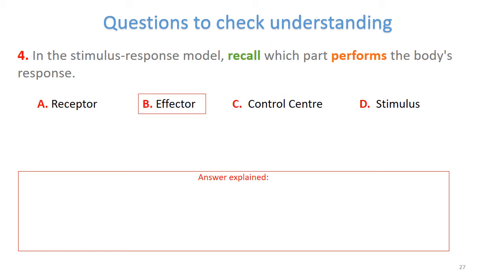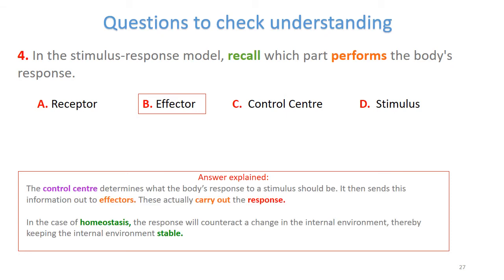Now I'll explain this answer. The control centre determines what the body's response to a stimulus should be. It then sends this information out to effectors. These actually carry out the response. In the case of homeostasis, the response will counteract a change in the internal environment, thereby keeping the internal environment stable.